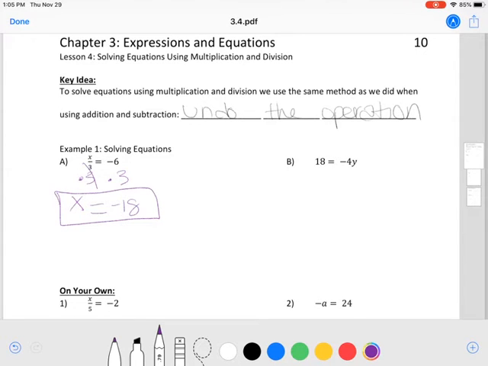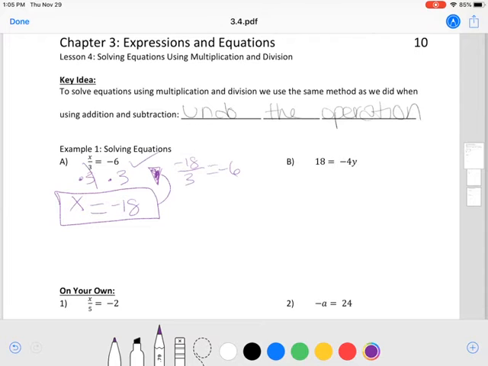That's our answer. And of course, if you went back in and substituted negative 18 in this equation for x, you would end up with negative 18 divided by 3. And what times 3 equals 18? Well, that's 6, and it's negative. So we got our answer.